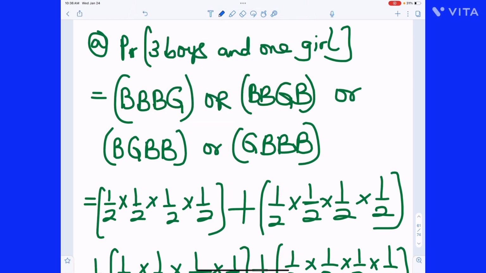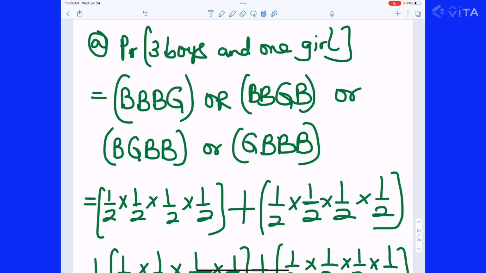We could have 3 boys and 1 girl if the first 3 children are boys and the last child is a girl. Or if the girl is the 3rd child, that means the first 2 are boys, the girl is the 3rd child, and the last child is a boy. Or if the girl is in the 2nd position, the first and last 2 are boys. Or the girl is the first child, and the remaining 3 children are boys.